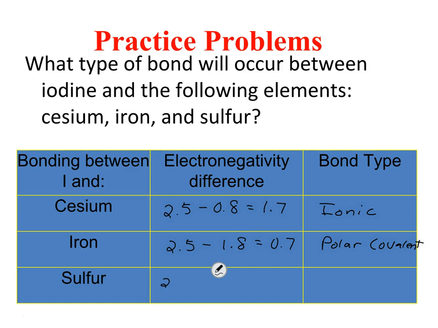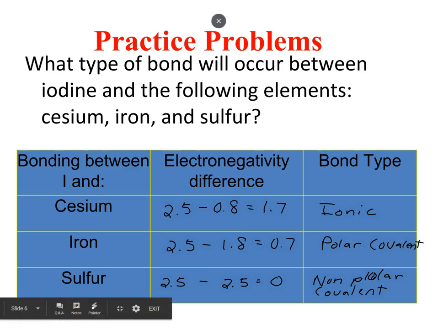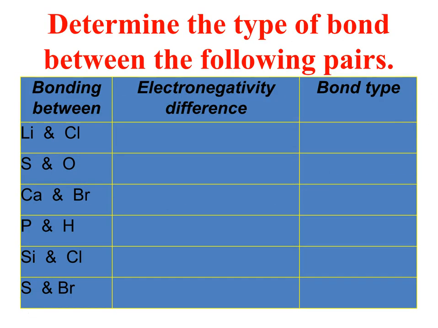And we can do the same for sulfur, which is 2.5 for iodine minus 2.5 for sulfur, which gives us an electronegativity difference of 0. So if we have sulfur and iodine bonded together, this would be considered a nonpolar covalent compound. So this is just an easy way to help you determine if something is considered polar or not polar. You will always have access to the chart with the electronegativities, and you'll be able to reference that to help you determine the answers to problems like this.